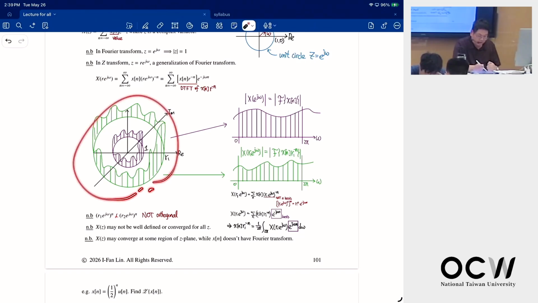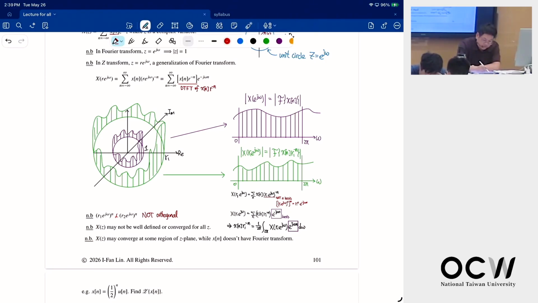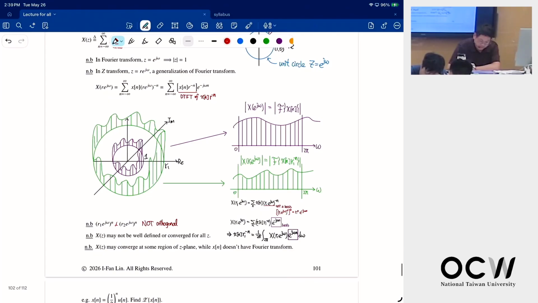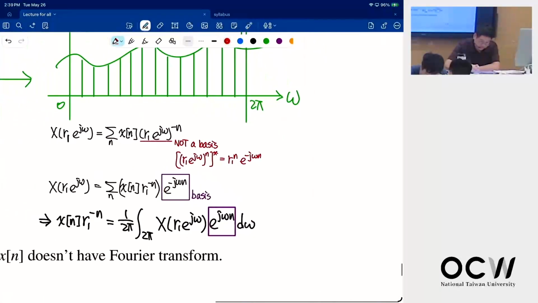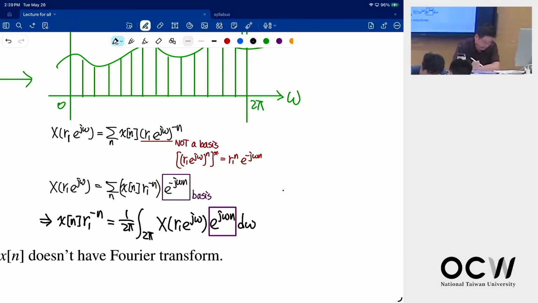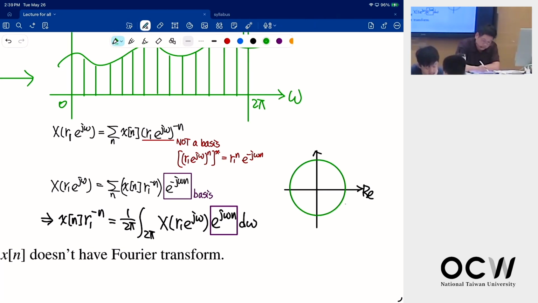If we see this in 2 dimensions, you will see, well, we don't have space, maybe here. This is the real part, and here is the imaginary part. The green one with r1 here, and then the unit circle.